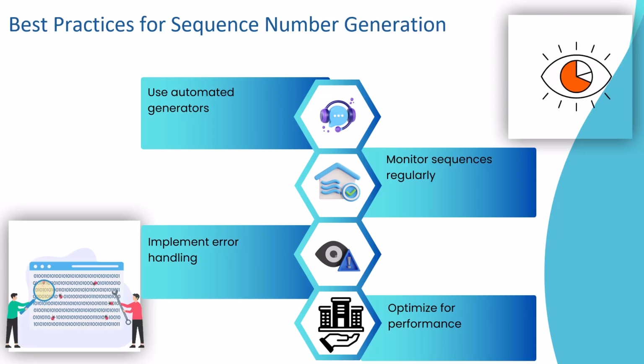Sequence number generation has its best practices. Think of them like golden rules for smooth sailing. Automation makes life easier, regular monitoring ensures no surprises, and error handling keeps things secure. Optimization, that's the cherry on top. It's like running a tight ship, nothing falls out of place.